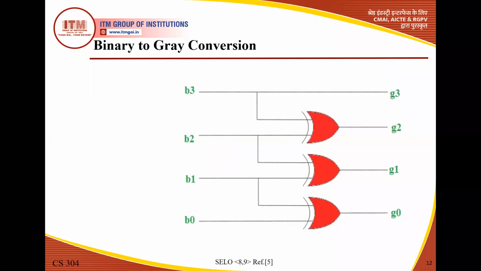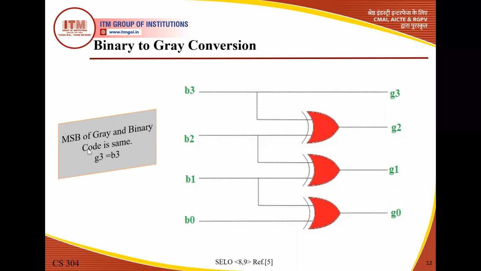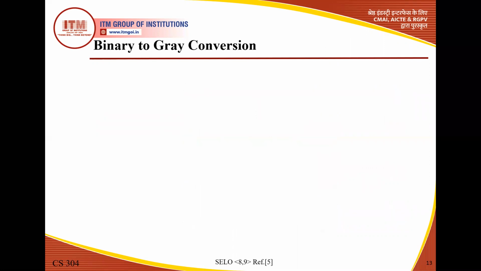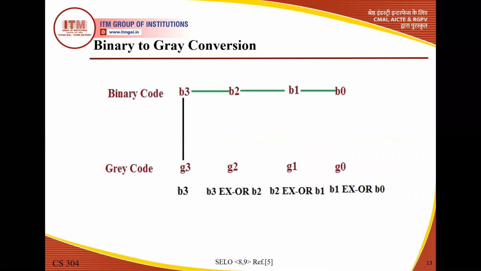Now, here the MSB of gray code and binary code is the same, that is G3 equals B3. It is clearly seen that B3 is directly equivalent to G3. So the MSB of gray and binary code is the same. How can we convert? Suppose this is the binary code given, B3, B2, B1 and B0, and we find the gray code G3, G2, G1 and G0. How can we do the binary to gray code conversion? B3 is replaced as it is by G3.